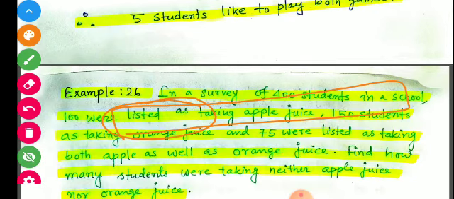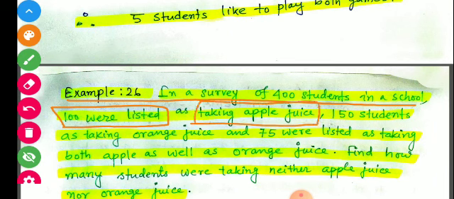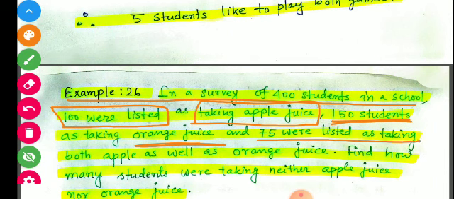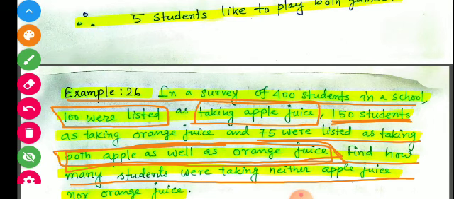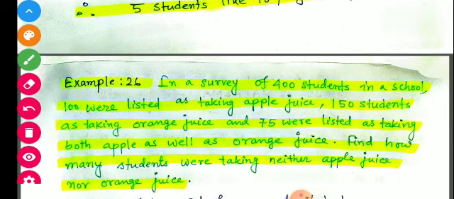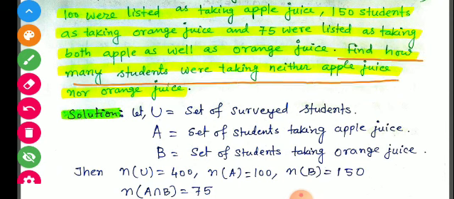Now example 26. In a survey of 400 students in a school, 100 were listed as taking apple juice, 150 students orange juice, and 75 listed as taking both apple and orange juice. Find how many students were taking neither apple nor orange juice.